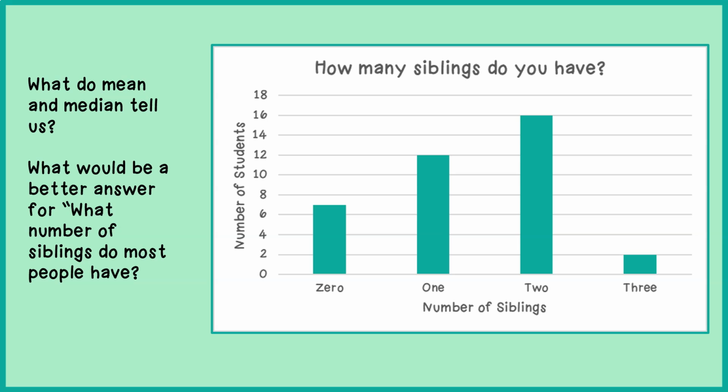However, saying that most people have 2.5 or 2.1 siblings doesn't make a lot of sense, given that you cannot have a fractional part of a sibling. So a better answer for what number of siblings most people have would be 2, because that is the most popular value. 16 people said that they had 2 siblings, and fewer people said they had the other numbers of siblings. So this is mode, where you're finding the most frequent or most common data point in a set.